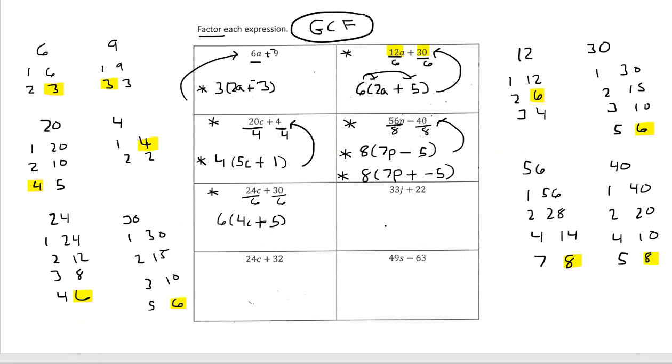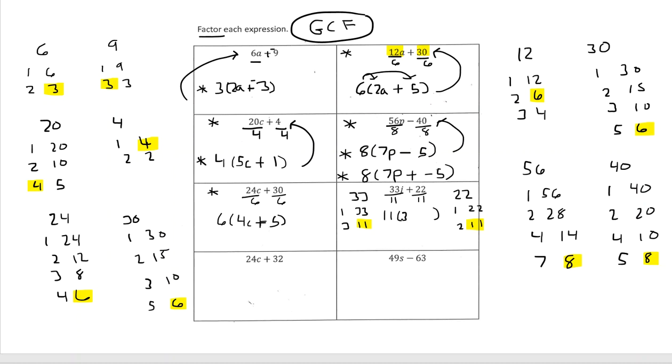Okay, let's look at the next one. 33j plus 22. Factors of, and I'm just going to do them right in the box, and I think you guys should be able to fit these right in your box too. So factors of 33 would be 1 times 33, 3 times 11. Factors of 22 would be 1 times 22, 2 times 11. So 11 is our greatest common factor. So all we have to do is put our 11 in front of our parentheses, and then we're going to divide both these terms by 11.